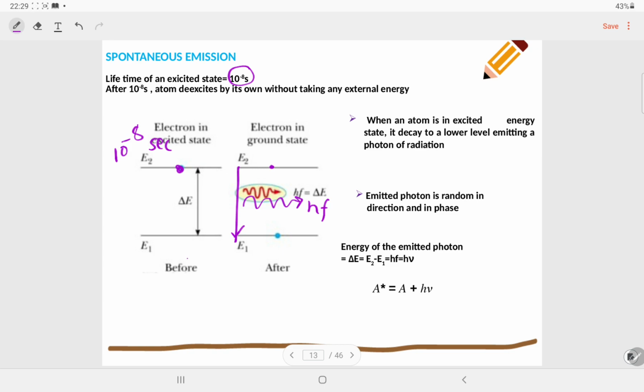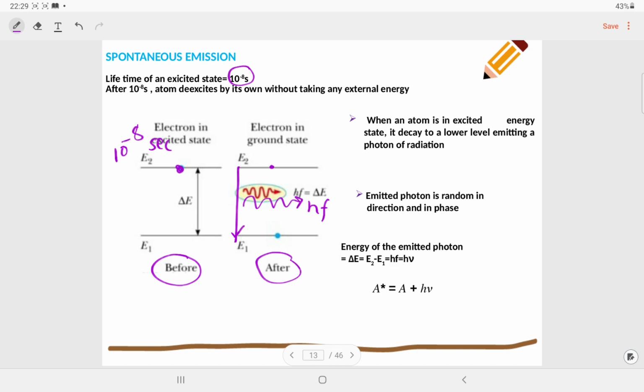So this is the before scenario, this is the after scenario. In the absorption process, the absorption takes place here, and in the spontaneous emission, the emission takes place over here, but it happens spontaneously.